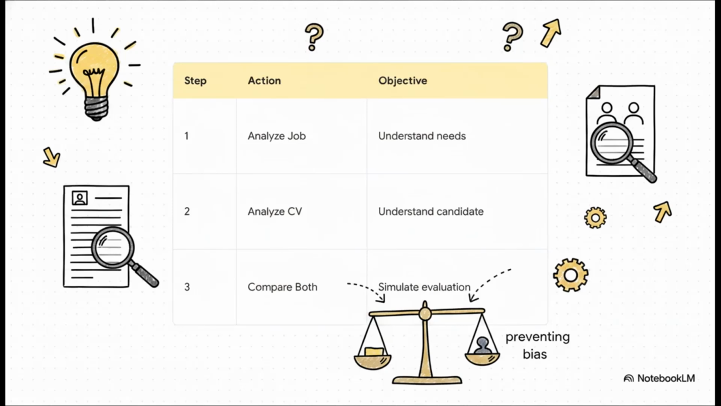Let's look a little closer at the logic of those first 3 steps, because this is where the magic really happens. In Step 1, by starting with just the job ad, you develop a totally clear, objective understanding of what the employer actually needs. Then in Step 2, you analyze the CV completely independently of the job. You're just trying to understand who the candidate is on their own merits. Only in Step 3 do you finally bring them together. Why? Because this perfectly simulates a real recruiter's evaluation process. It prevents bias and builds a solid foundation before you even think about making edits.